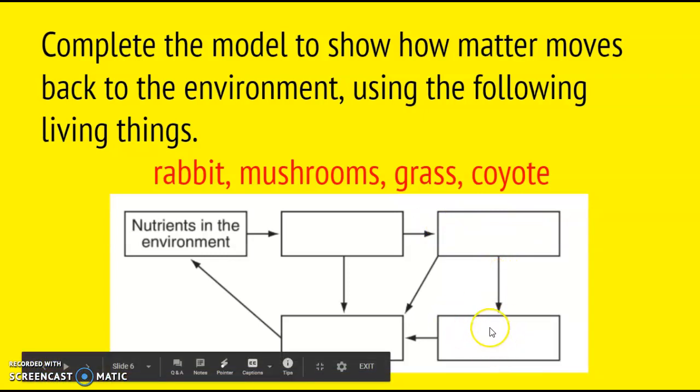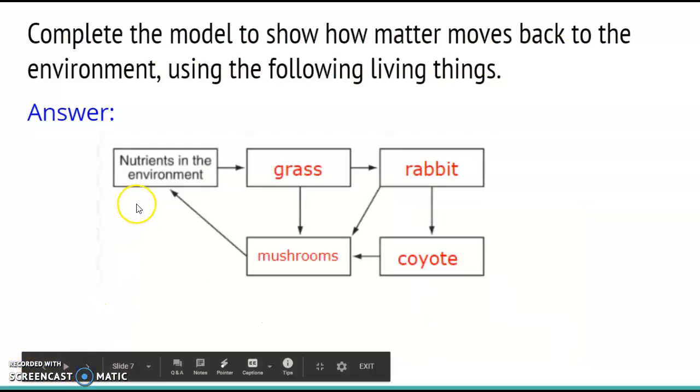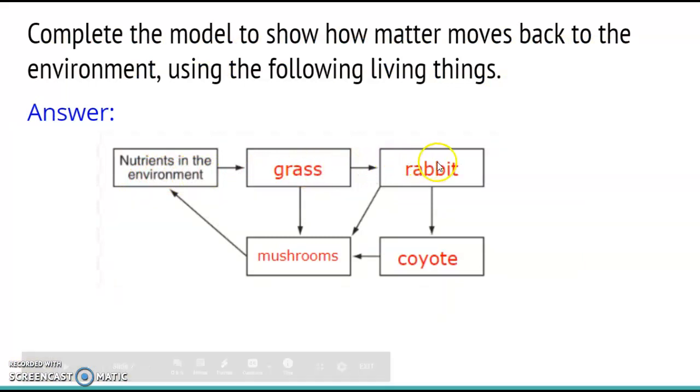So if we could fill in the boxes, it would look like this. The nutrients in the environment go to the grass, the energy from the grass goes to the rabbit, and the energy from the rabbit goes to the coyote. Eventually, these 3 organisms will die, and the mushrooms will break down the dead and decaying organisms and put nutrients back into the environment. So that's how you answer that slide.